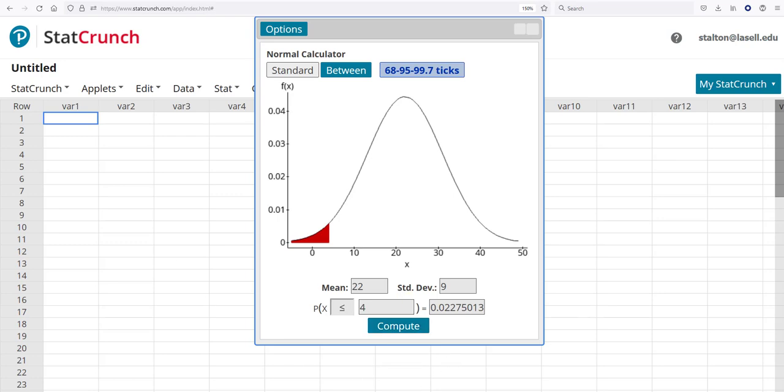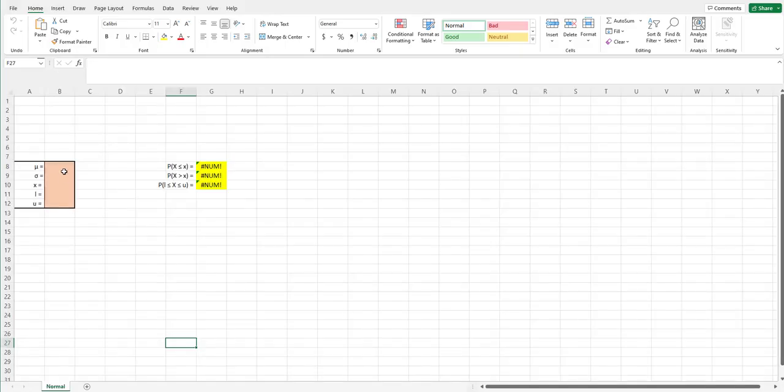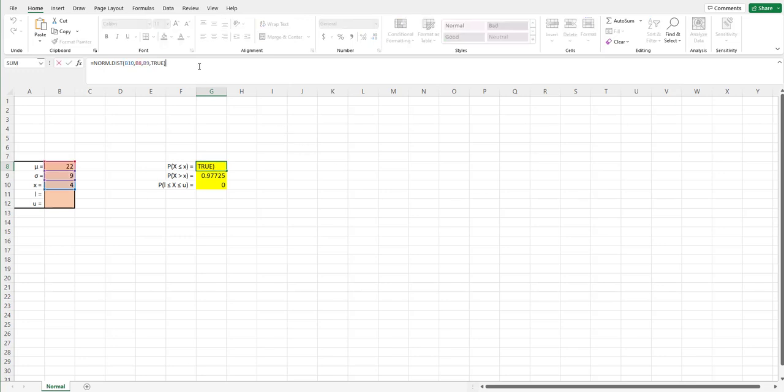We can also use my Excel template and type in our information. The mean is 22, the standard deviation is 9, and our x is going to be 4. When I hit enter, my answers populate over here to the right, and we want less than 4, so we want this first box. As you can see, we get the answer 0.02275, which you can just round the 7 to an 8. When you click on the box, if you look above in this big box up here, you'll see the Excel command that I use to get these answers.